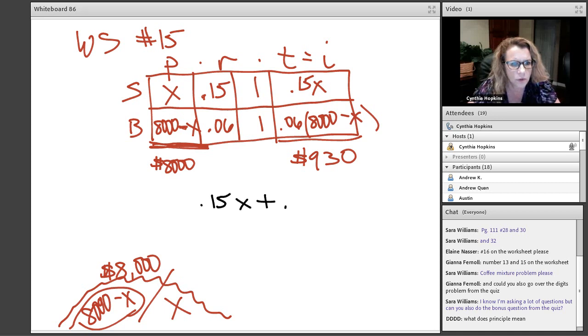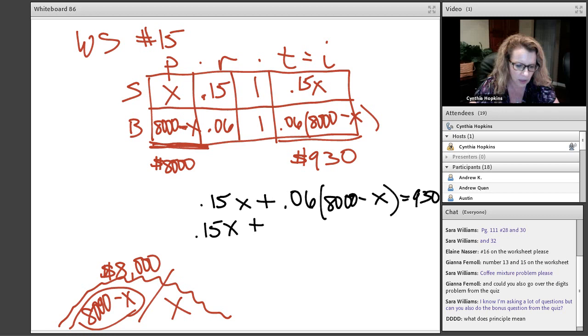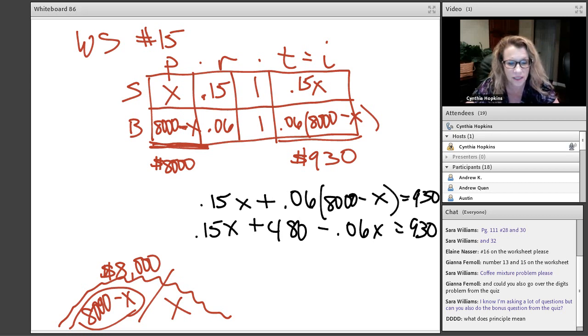0.15x plus 0.06, the quantity 8,000 minus x equals 930. All right, so distributing, use our calculator to not make any careless mistakes. 8,000 times 0.06 equals 480, minus 0.06x equals 930. Please don't try to say, I know how to do 0.15 minus 0.06. I just see so many mistakes with decimals like that. For instance, somebody will go, I know 15 minus 6 is 9, and they'll write 0.9x. Well, you just messed up the entire problem because it's not 0.9x, it's 0.09x.